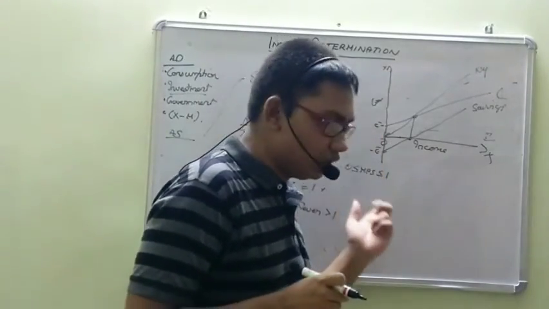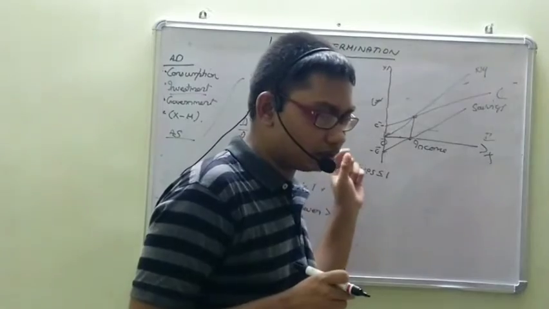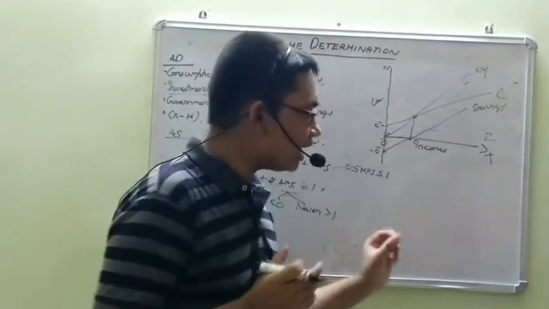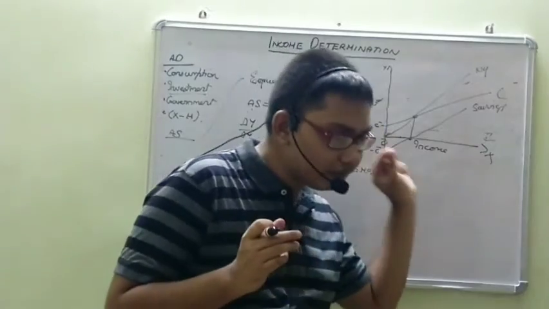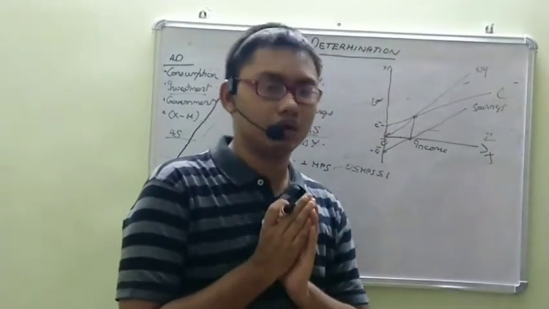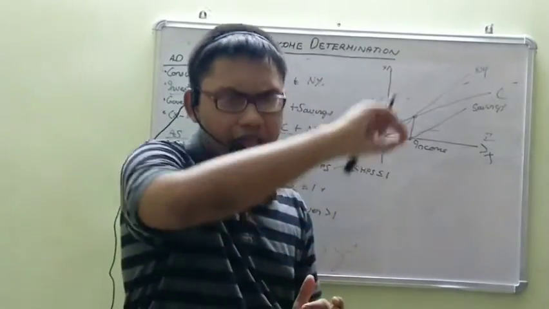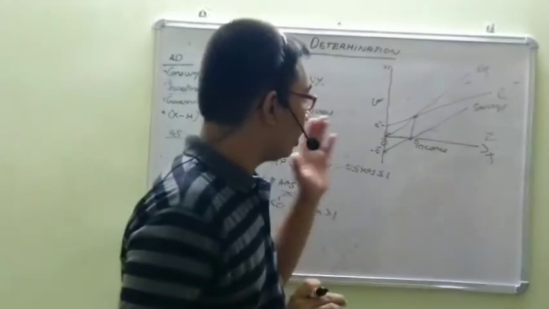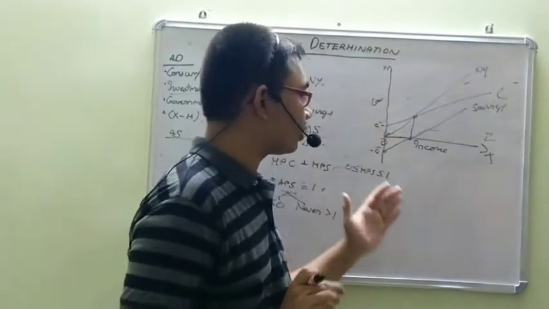At 0 level, savings will be equal to minus autonomous consumption, and at the level where consumption is equal to national income, savings will be equal to 0. And when we join this and extend, we get the savings curve of the economy. Okay, this is about savings and consumption curve.